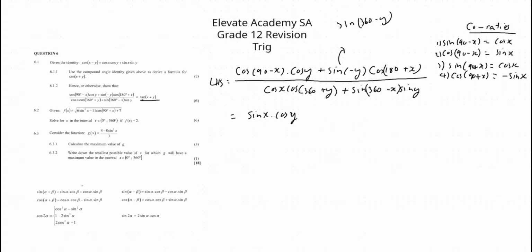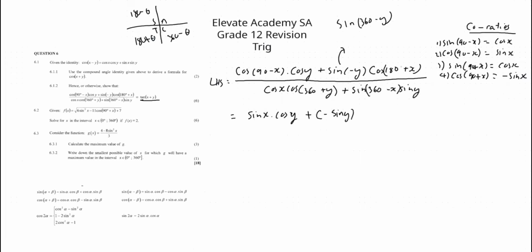And our CAST diagram, 360 minus theta is here, 180 plus theta is here, 180 minus theta is here. So we see that 360 minus theta is in the fourth quadrant where only cos is positive. So we know that sine is negative here. So I'm going to say that's plus, and I put this in the bracket here, minus sine y. That reduces to minus sine y.